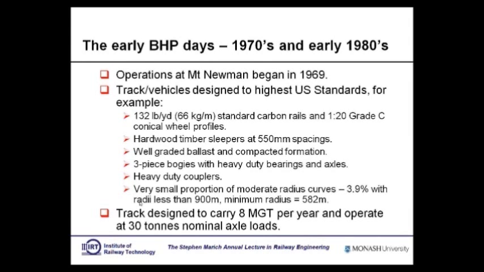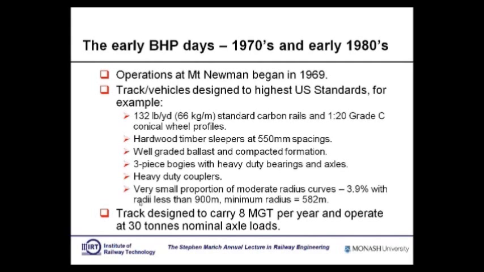Well, one can expect this. Most of it is desert, so you really have to have a straight track, and it's only across the Chichesters that you have a few curves. Minimum radius was 582, beautiful curves, and 3.9% with radii less than 900.